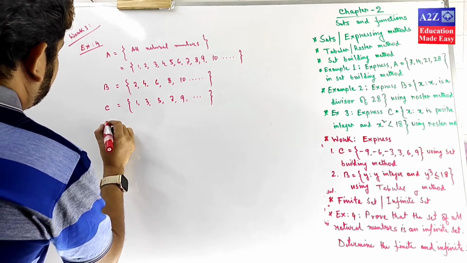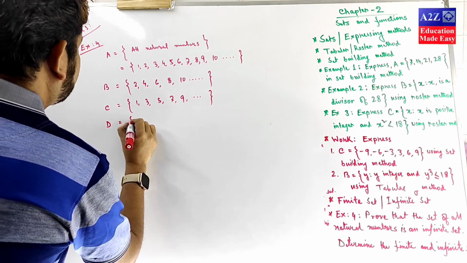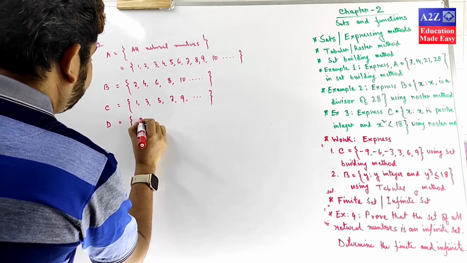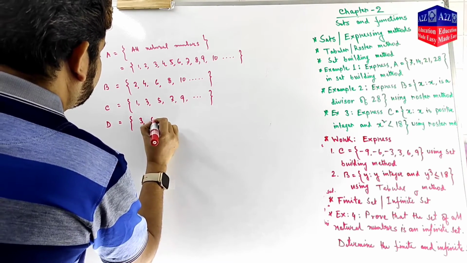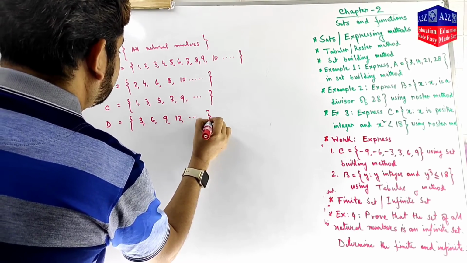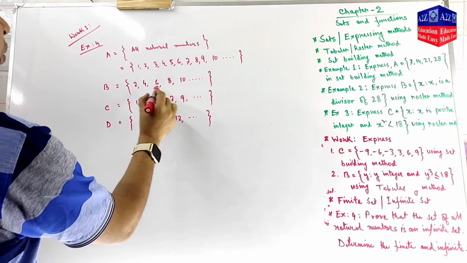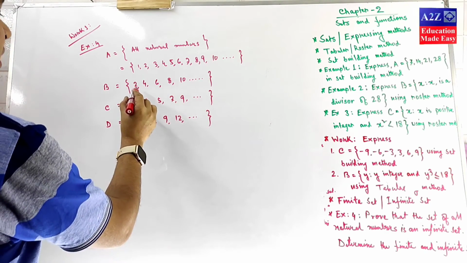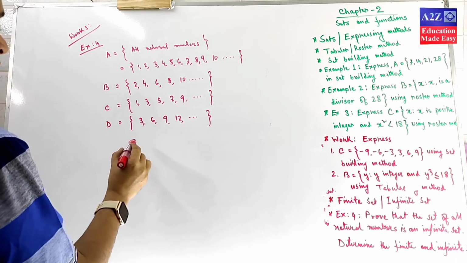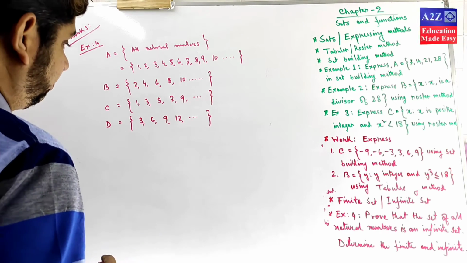If I would like to prepare another set D, which will contain all the numbers that are multiples of 3, so the numbers would be 3, 6, 9, 12, and so on. Here all these numbers are natural numbers. These are all even natural numbers, all odd natural numbers, and all natural numbers that are multiples of 3.